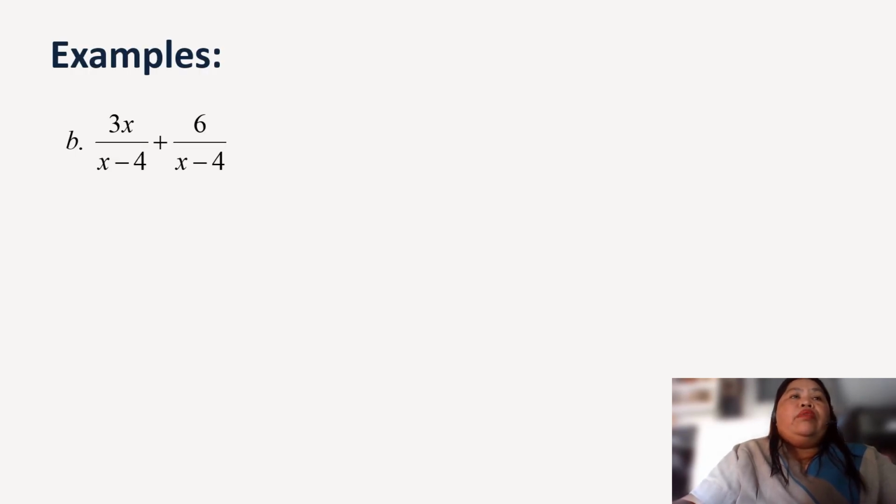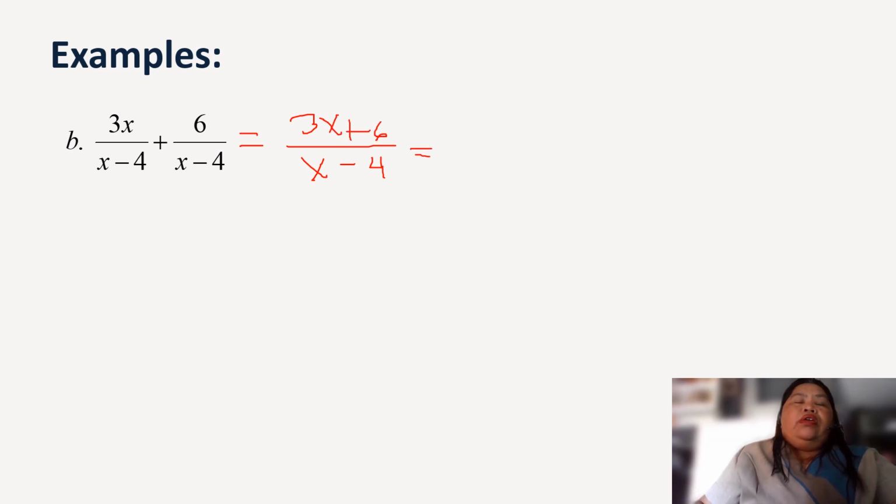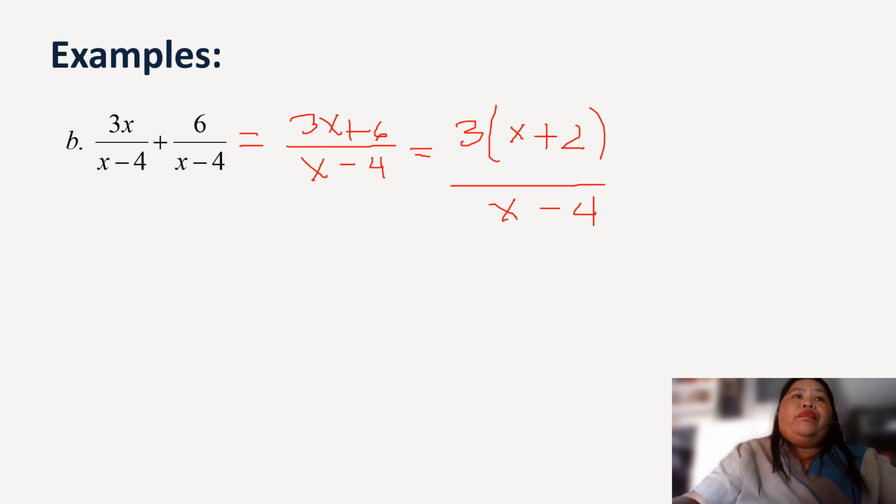Next, so let's have examples. We have 3x plus 6 over x minus 4. Okay, so we have here a common factor, which is x minus 4. So all you have to do is copy, and then copy also 3x plus 6. Since the common factor of 3x and 6 is 3, we have x plus 6 divided by 3 is 2, so x plus 2 over x minus 4. Okay, so this is easy.